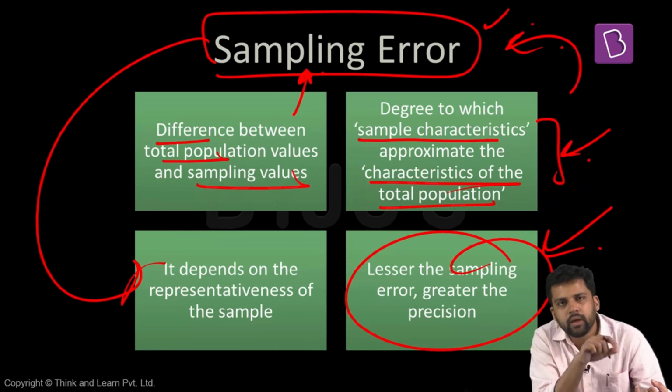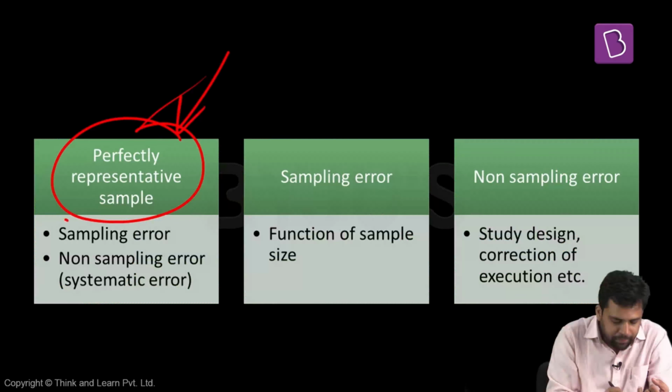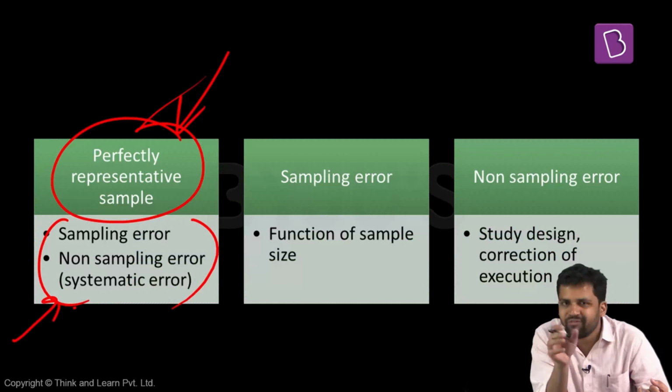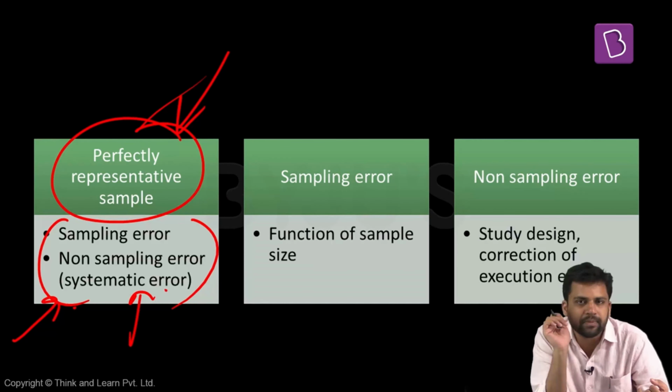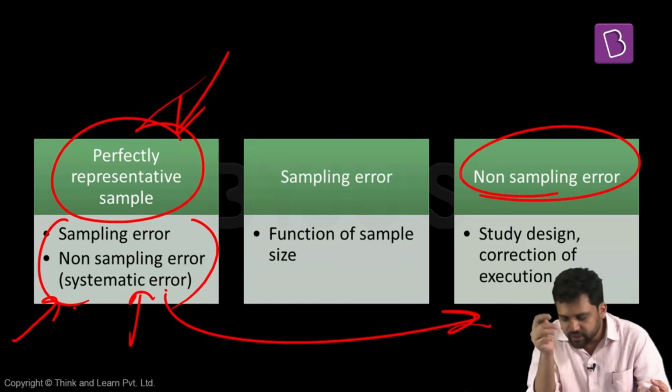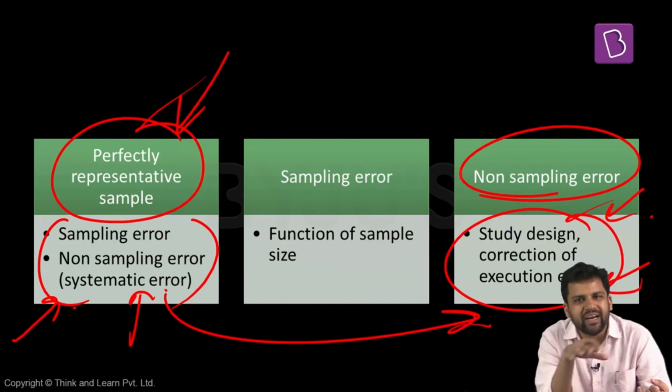But there is another factor as well. That factor is the non-sampling error. A perfect representative sample depends on both these things. It is dependent on the amount of sampling error. If more sampling error is there, representativeness will be less. If more non-sampling error is there, then also representativeness is less. Now, what is non-sampling error? Non-sampling error refers to the errors because of the study design and because of the execution of your social research.